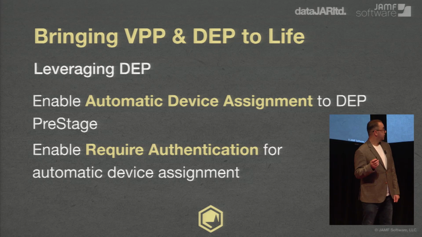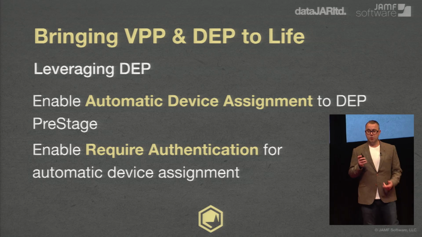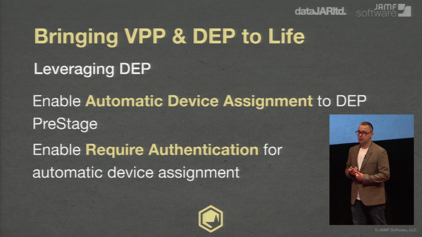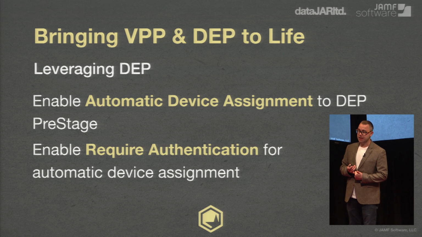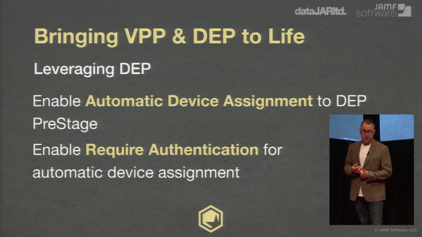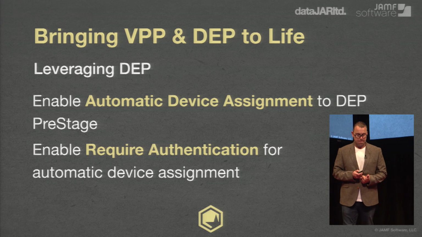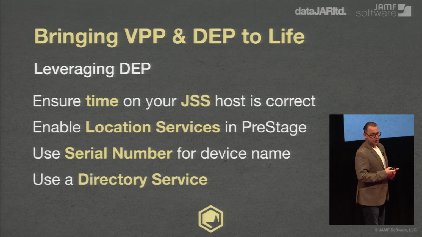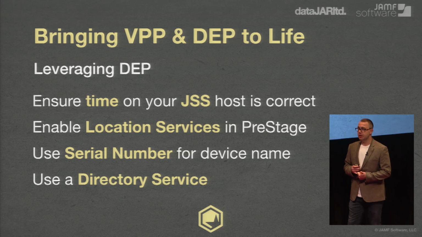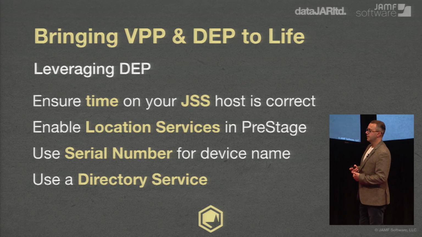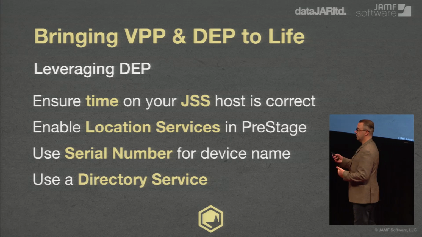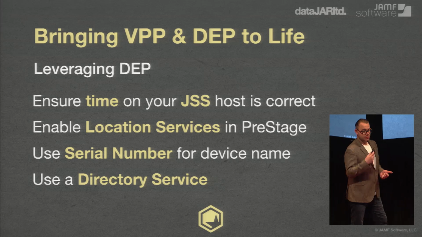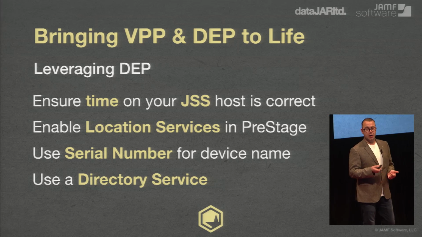So a quick recap on what we did there. So we've got automatic device assignment to DEP in the pre-stage. We used require authentication to associate the device with a user for the LDAP. And you want to make sure that the time on your JSS is synced to an external NTP server. So that's good for when the device enrolls, to make sure the profile goes down. We want to make sure that the clock is accurate on the iOS device also.